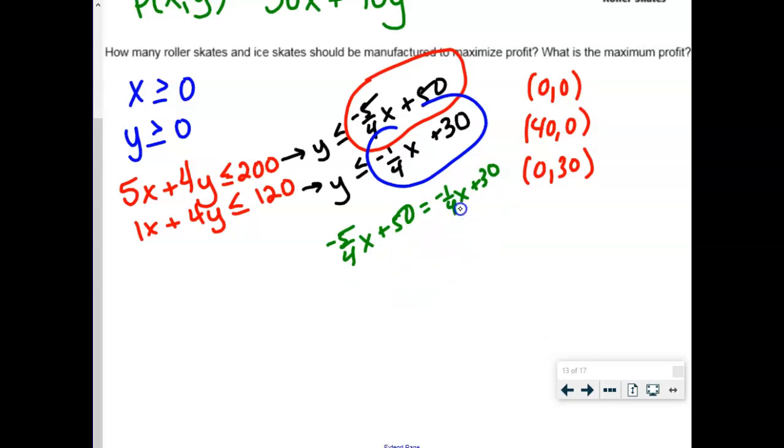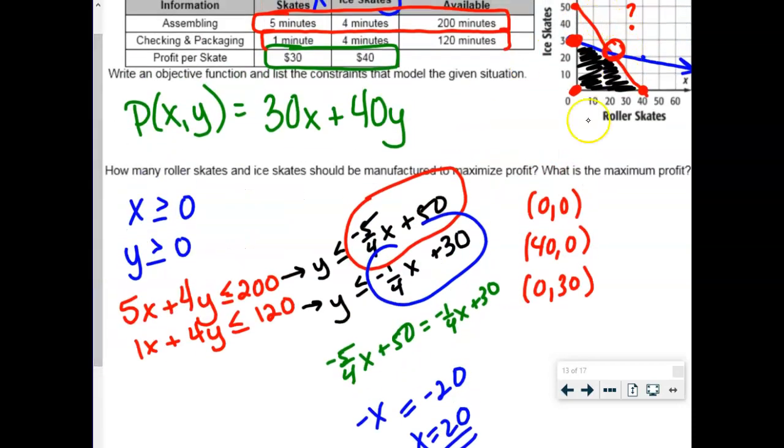I don't care. Okay, so if I add the 1/4 x over, you do get negative x, and if I subtract the 50 over, you get negative 20. Yes, indeed, you get x equals 20. And then if you plug that back into your favorite equation, literally anywhere in the problem, for this one or for this one, you get 25.